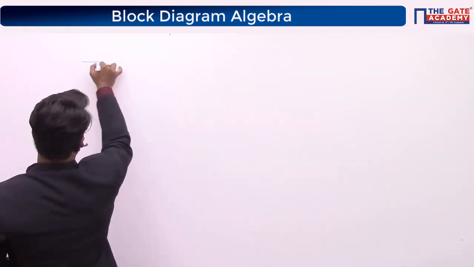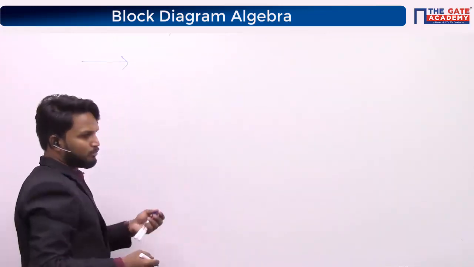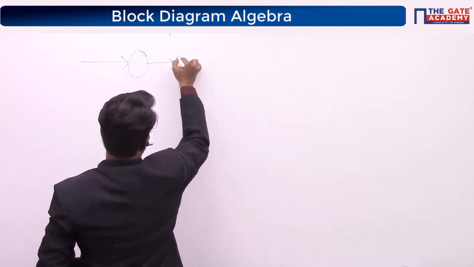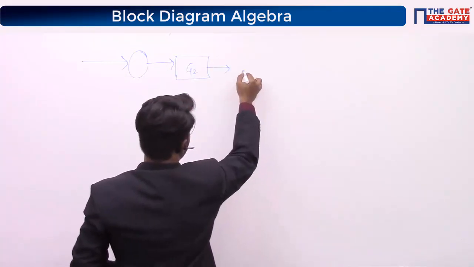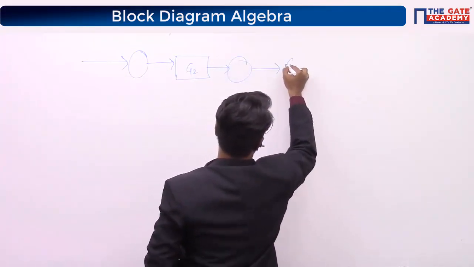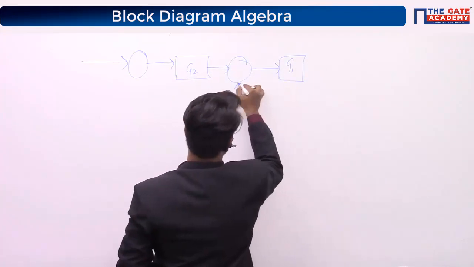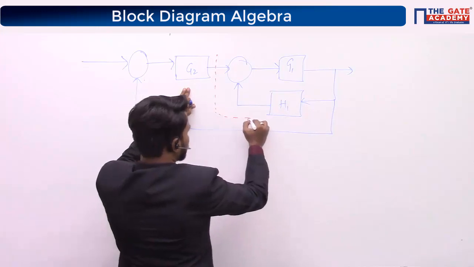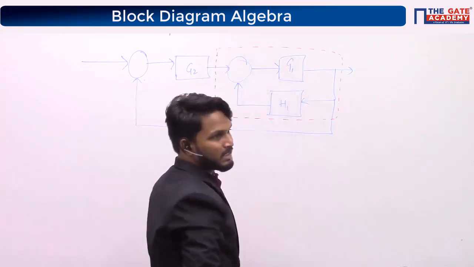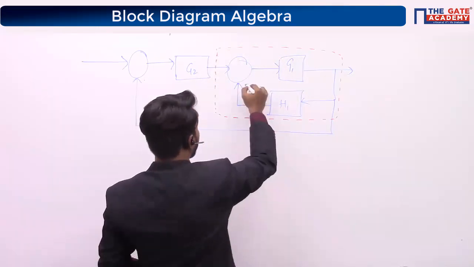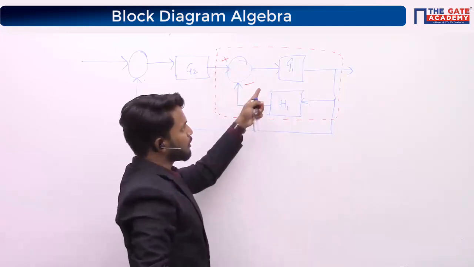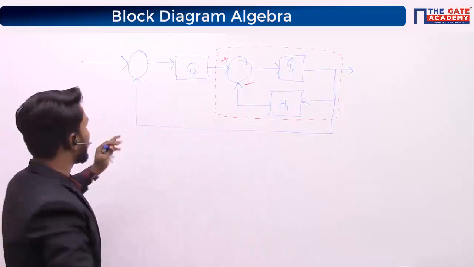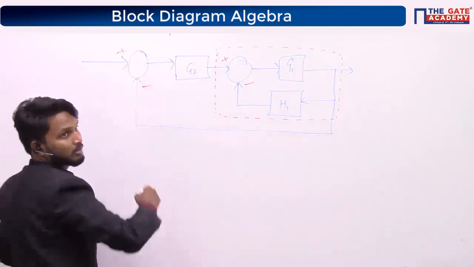See here, one most simple thing you have is this G2 block. From here you have a completely different section, that is G1, H1. You can see a feedback loop here, yes or no? We have seen a basic negative feedback loop. So what is the overall transfer function of this particular section?